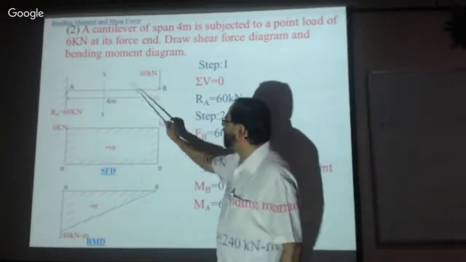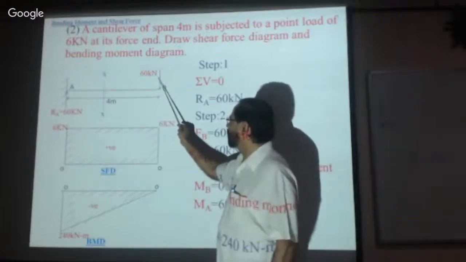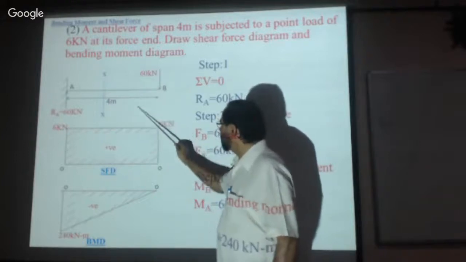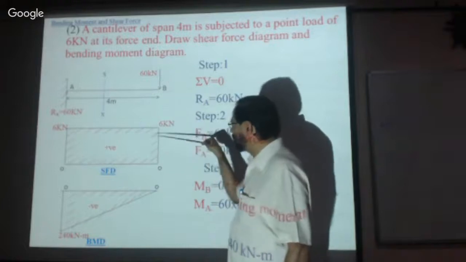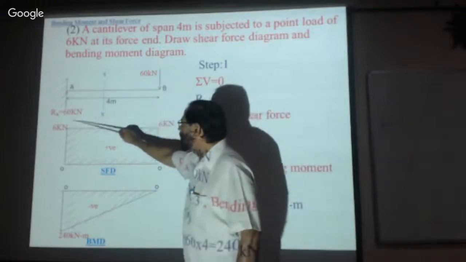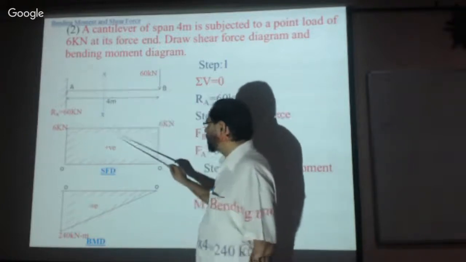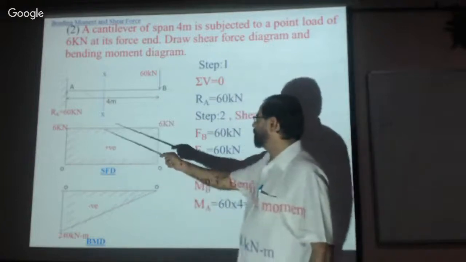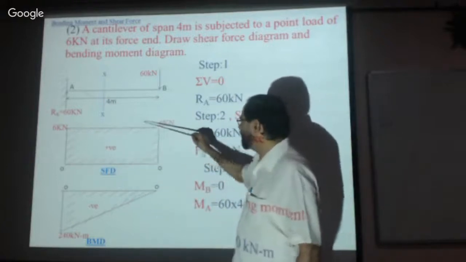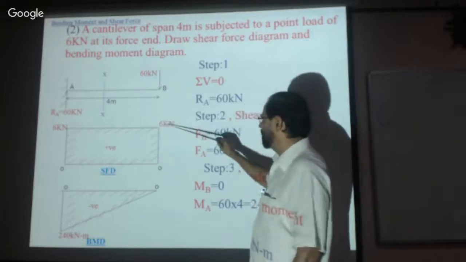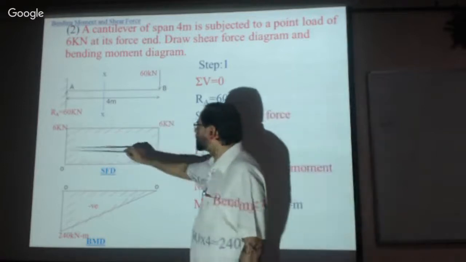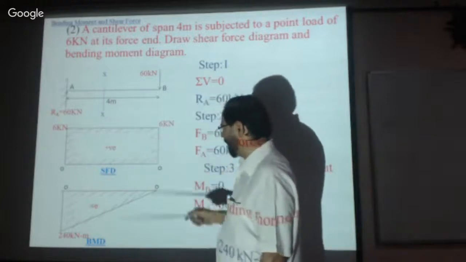No force in between. Then we have only one force acting downward. Therefore, anywhere you calculate the shear force, the right side is 60 kN downward and the left side is 60 kN upward. Therefore, it is a positive shear force. Here it is constant, and at this point 60 kN is acting downward. Now this completes the shear force diagram. This is the shear force diagram.